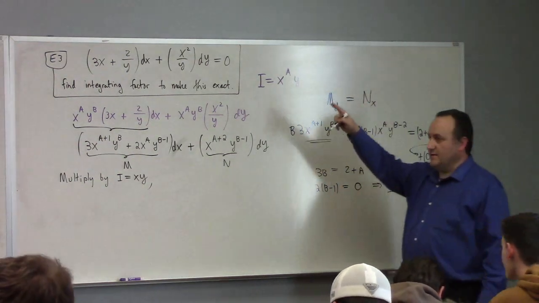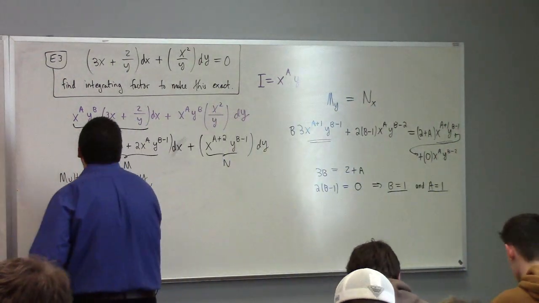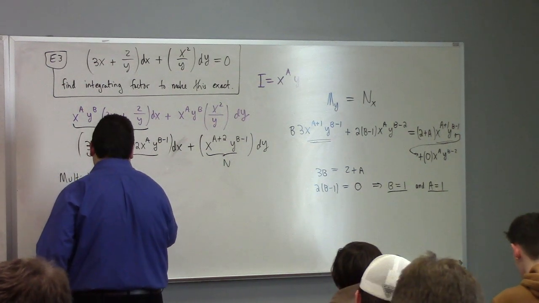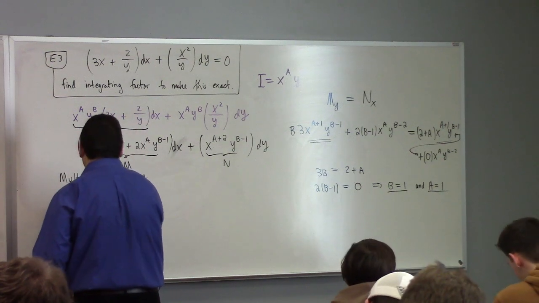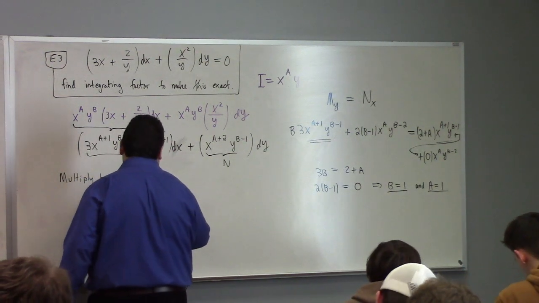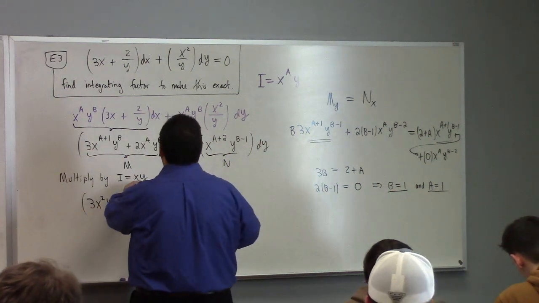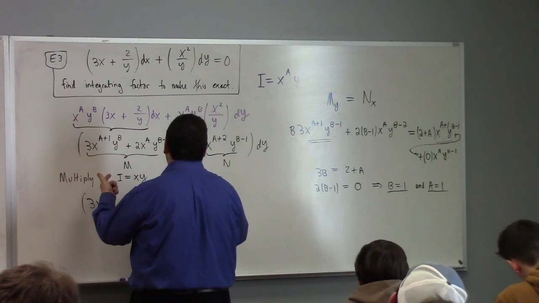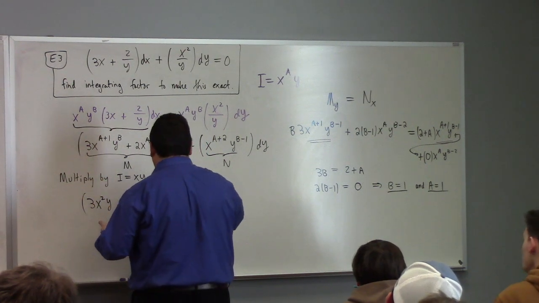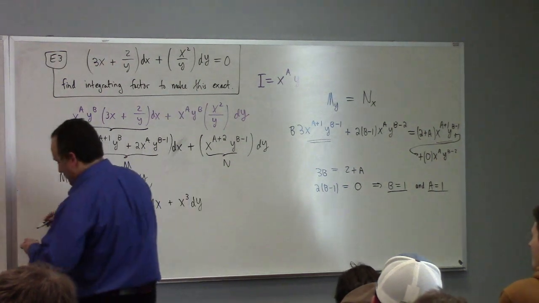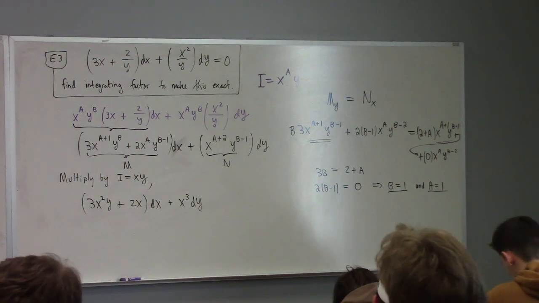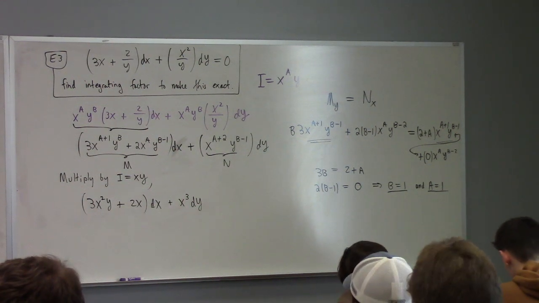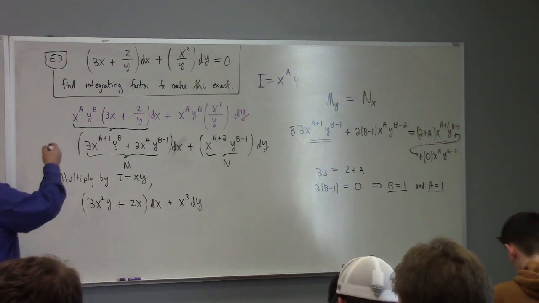So multiply by xy, and we get what? We've got 3x squared y plus what? Plus 2x, the y's canceling. And when I multiply x squared times y times this, I get an x cubed dy. Is that right? So what I did, guys, is I took the given differential equation and I simply multiplied by the integrating factor that we determined will work, right?